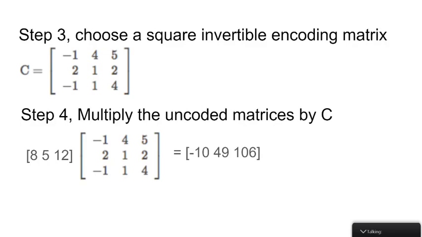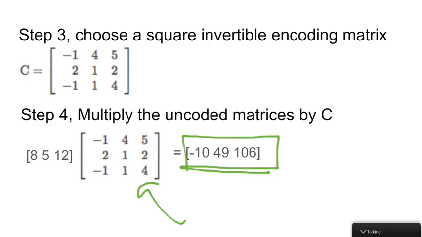Alright, and step 4 is simply we're going to multiply each of the 1x3 matrices by the encoding matrix, and what we get is now the encrypted code. Alright, so now if you saw this, without the key, you would have no idea what that meant. But if you had the key, you can then decode it and get back to the original matrix and then figure out what the message was saying.